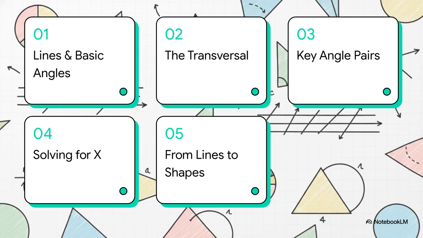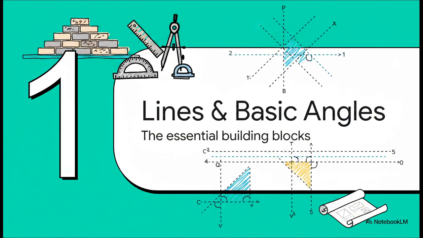Okay, so here's our game plan. We'll start with the absolute basics, lines and simple angles. Then we'll bring in a real game changer called a transversal and see all the cool patterns it creates. After that, we'll put it all to the test and solve for x. And finally, we'll see how all this stuff with lines is actually the secret to understanding shapes. First things first, we've got to build our foundation.